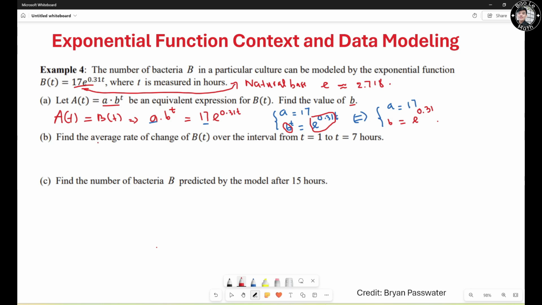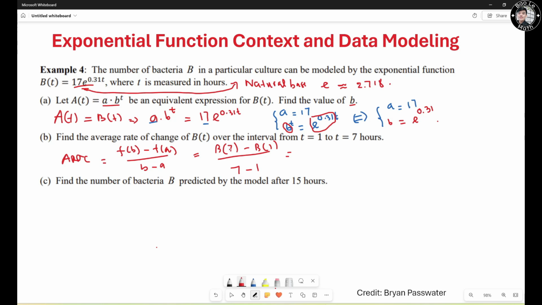Now question B. Find the average rate of change of b of t over the interval from t equals 1 to t equals 7 hours. Alright, so we have the formula of the average rate of change. It's going to be f of b minus f of a over b minus a, right? So it's going to be b of 7 minus b of 1 over 7 minus 1, right? The interval from 1 to 7, right?